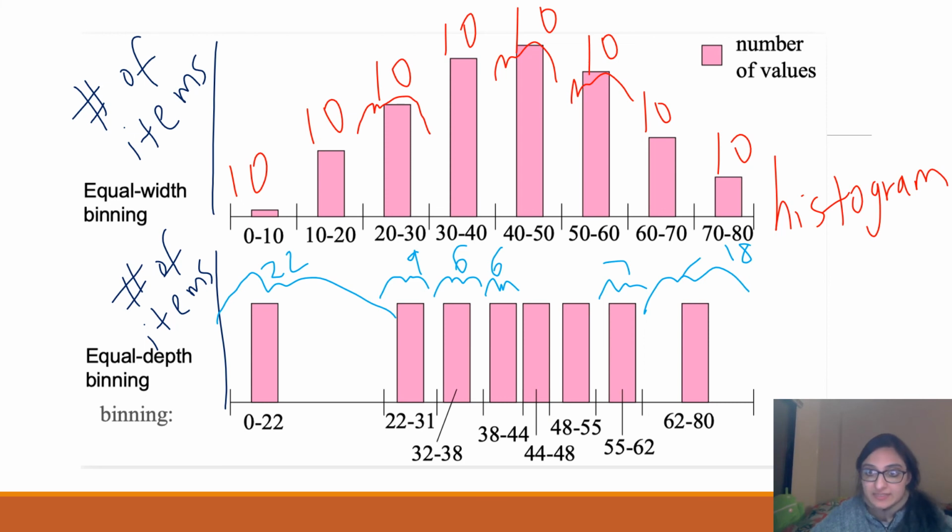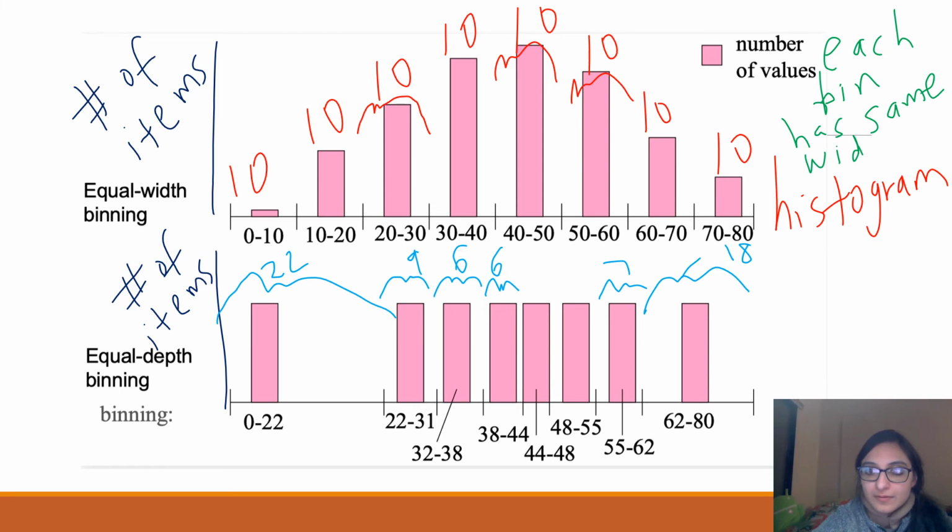So the difference is, in equal width binning, each bin has the same width. And here, each bin should have roughly the same number of items, so it really depends.